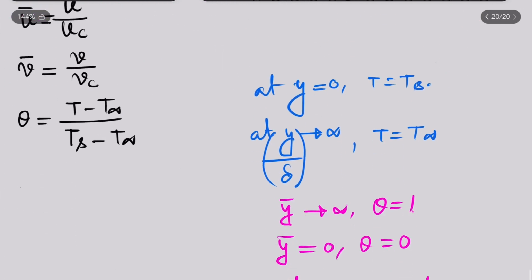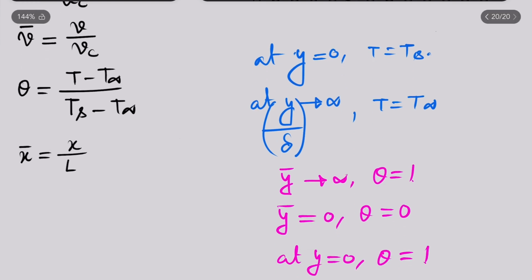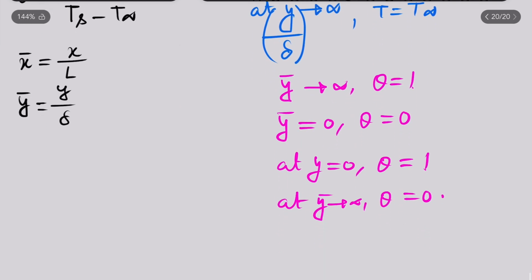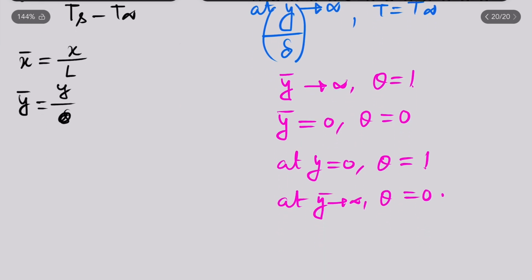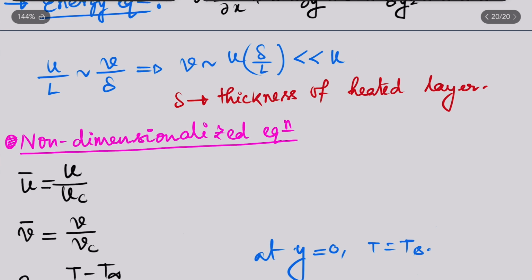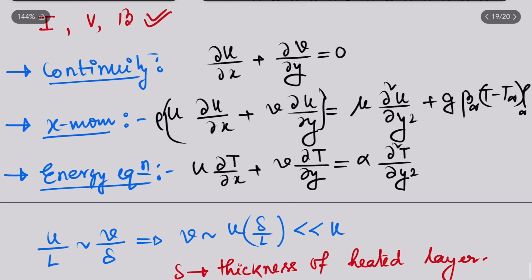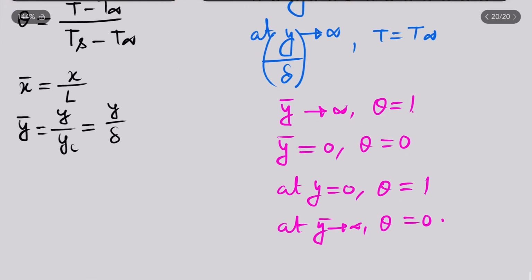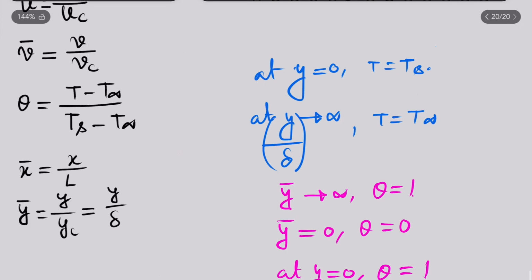Obviously x bar is equal to the characteristic length, or if I am given the length of the plate, then that will be the characteristic length. Y bar will be y by delta. Now this is again unknown, so I can also write that this is yc, and this is equal to y by delta, and this delta is again the thickness of this heated layer. Any other thing that I am missing? U, V, theta, x bar, y bar. Fine. Now I have to find Uc, Vc, sorry, delta.